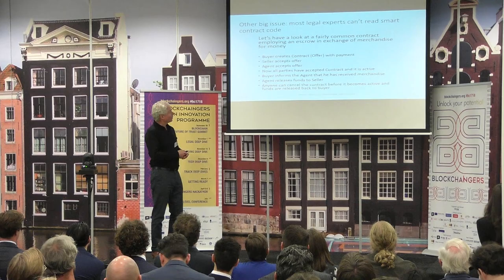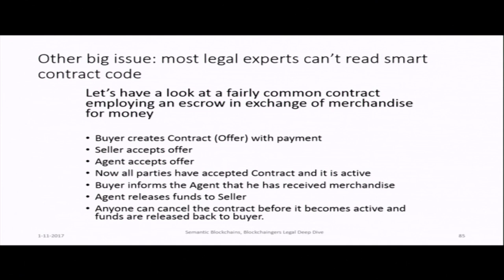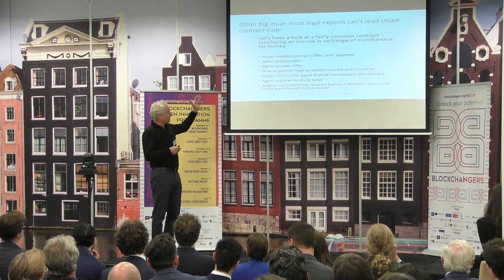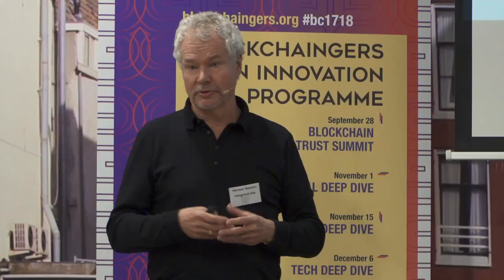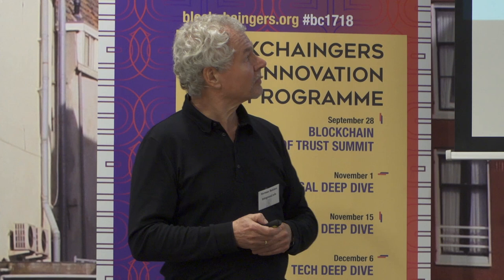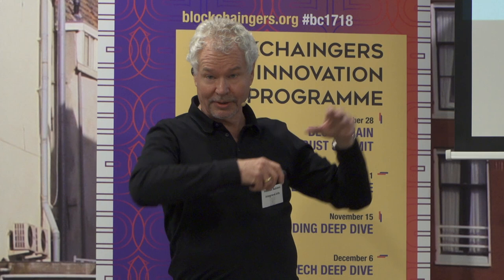What's an escrow situation? A buyer creates a contract, that's an offer, with payment. Then we have the selling party and the intermediary agent, the escrow, accepting the offer. Once all parties have accepted this contract, it can be called active. The buyer informs the agent that he has received the merchandise. The agent then releases the funds to the seller. It's always possible that someone can cancel the contract before it becomes active, and then the funds are just released back to the buyer. So this is a very common situation. I'm going to program this escrow contract in Ethereum.